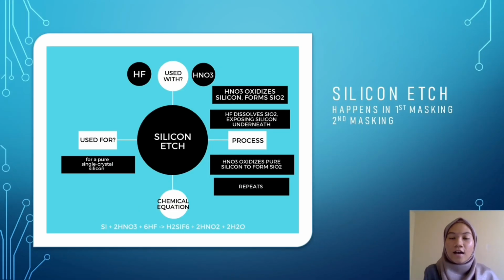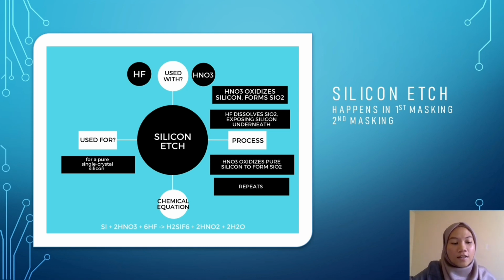Okay, you can see the next one is silicon etch. As you can see, when we look at the whole fabrication process, silicon etch happens in first masking and also second masking of the fabrication process. Silicon etch is going to happen on a pure single crystal silicon surface, and the etchant that we're going to use is hydrofluoric acid and also nitric acid.